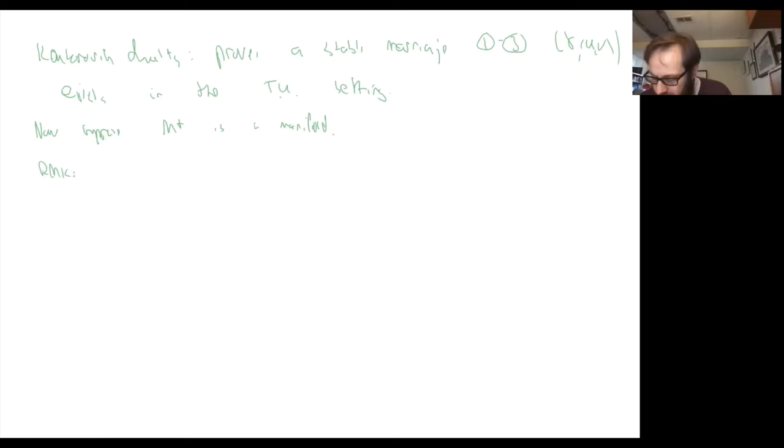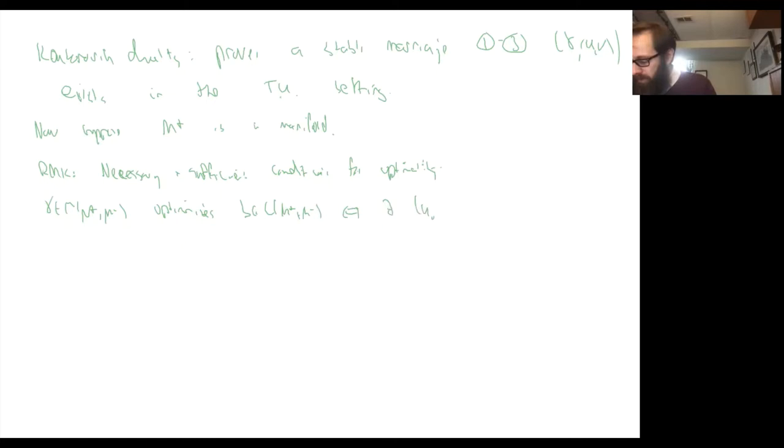There are these necessary and sufficient conditions for optimality. Gamma with the correct marginals optimizes B if and only if there exist U and V in the set lit B such that, what does it mean to be in the set lit B? It means that U of X plus V of Y is bigger than B of XY. And optimality of gamma means this holds for all X and Y, with equality gamma almost everywhere.